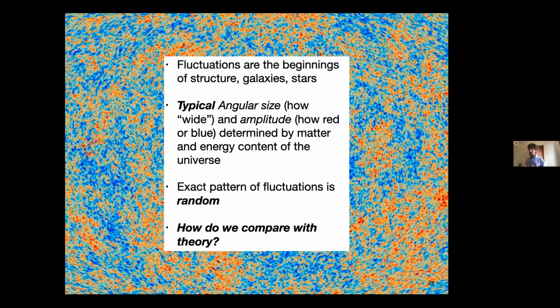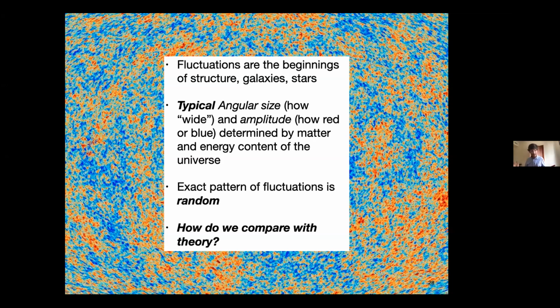Okay, and the other point that's worth emphasizing is that now, because of theoretical developments, we understand that these slight fluctuations in the microwave background are really the beginnings of the structure that we see in the universe. All of the stars and galaxies originated as these slight hot spots or slight cold spots in the cosmic microwave background, and then they grew over time as the universe expanded and evolved. The typical amplitude of these features turns out to be really, really important to study, because it's determined by the matter and energy content of the universe. So we can actually learn about what the universe is made of by studying this detailed pattern of hot and cold spots.